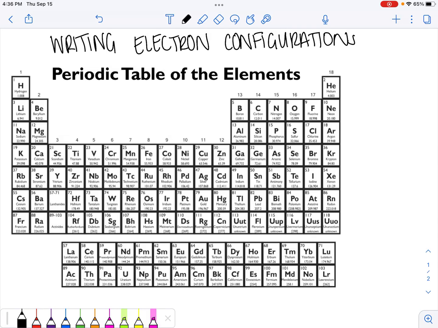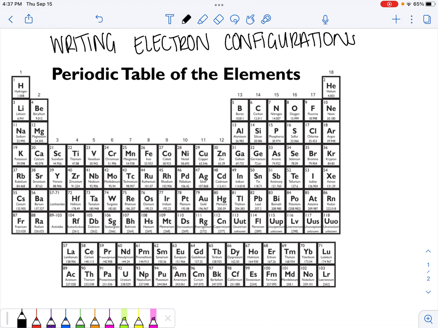Hey everybody, so in this video we're going to talk about writing electron configurations. Before we can begin, let's talk about what an electron configuration is first of all. Electron configurations are a way of describing the location of electrons in an atom. Each atom in its neutral state will have the same number of electrons as it does protons.